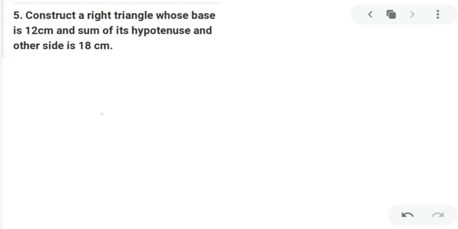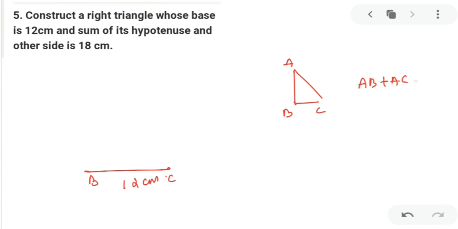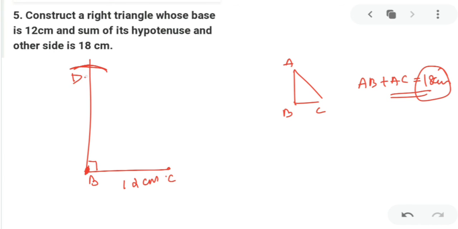Next, you have to construct a right angle triangle whose base is 12 centimeter. So first draw a base 12 centimeter, BC. And the sum of the hypotenuse and the other side is 18. So the sum of two sides is given to you. If I have a triangle like this, AB plus AC is given to you as 18. It's a right angle triangle, so at point B, you have to make 90 degree. At point B, you have to make an arc of 18 centimeter. Cut it and you can name it as D.